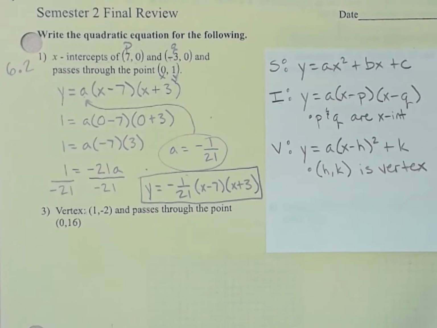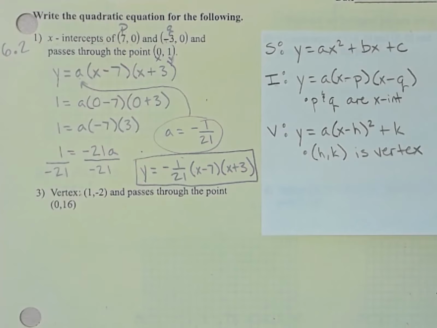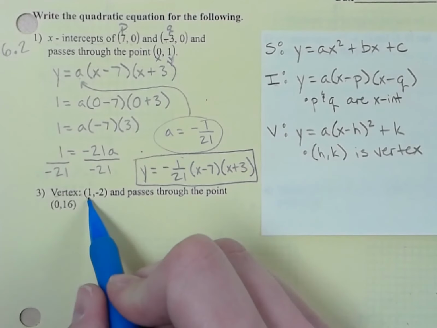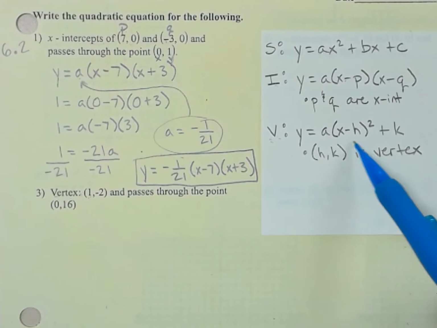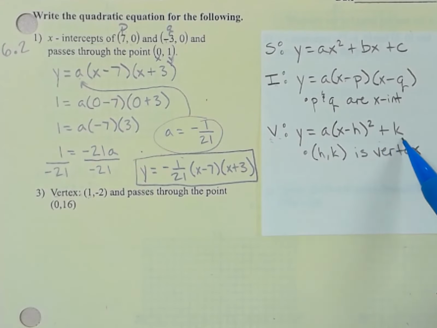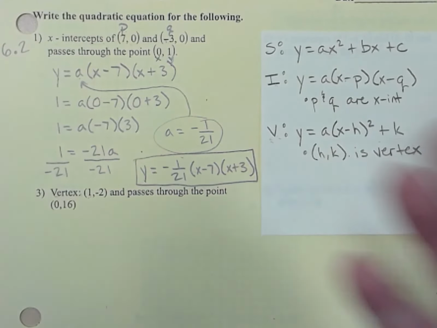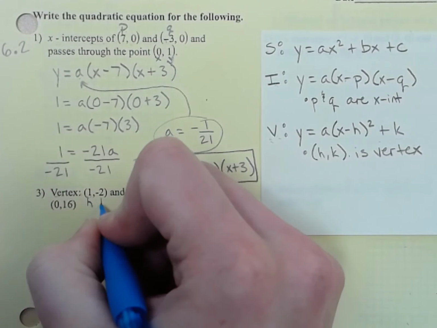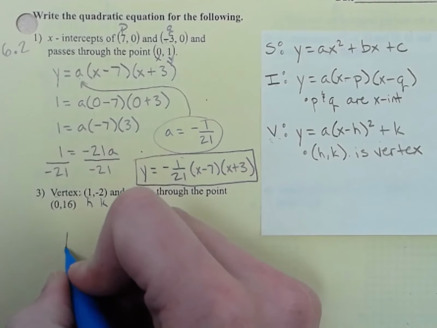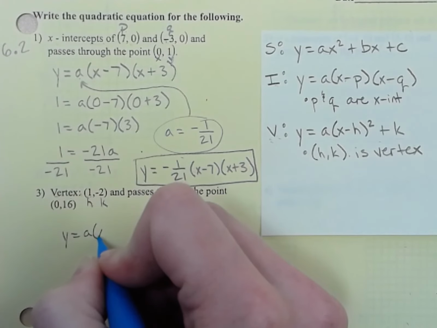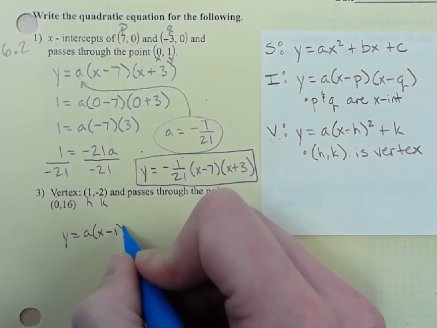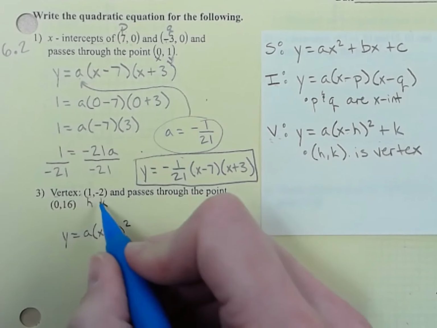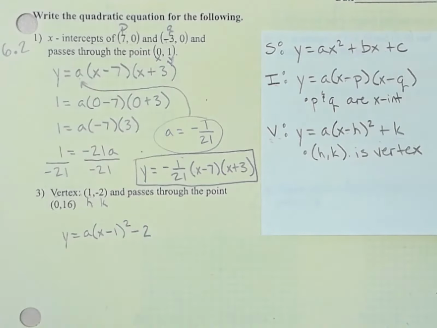We're going to do the same thing down here, but this time, notice they gave me a vertex. So this time, oh, they gave me a vertex. That means we should use vertex form. So I'm going to use the a times x minus h squared plus k, and the coordinate (h, k) represents the vertex. So I see my vertex is (h, k). So y equals a times x minus h, which means I'm going to go minus 1 squared, plus k, which means we're going to keep it the same, minus 2.